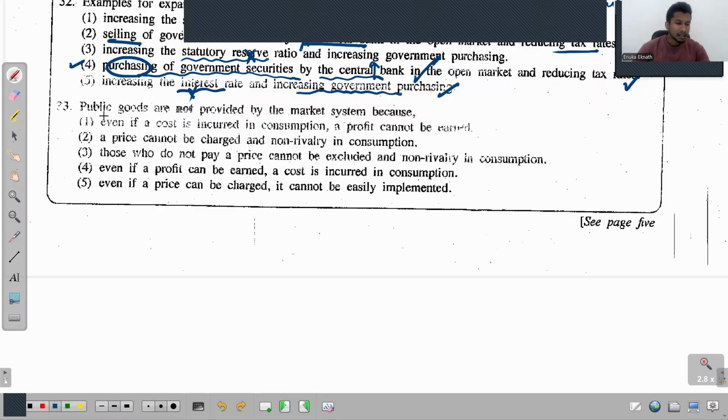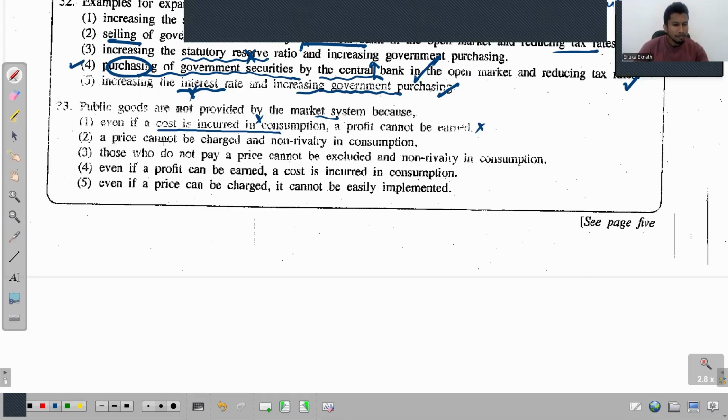Look at this question 33 now. It says public goods are not provided by the market, and we just need to find the reason for that. The first one says, even if a cost is incurred in consumption. See, for the consumer, there's no cost. For these goods, nobody is going to make a payment. So from the consumer's point of view, there's no cost involved. So that's why we can't select this to be the answer.